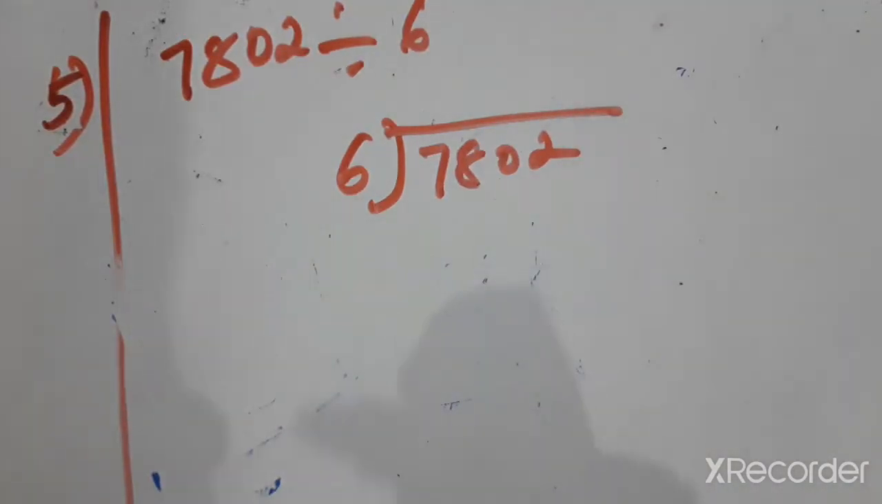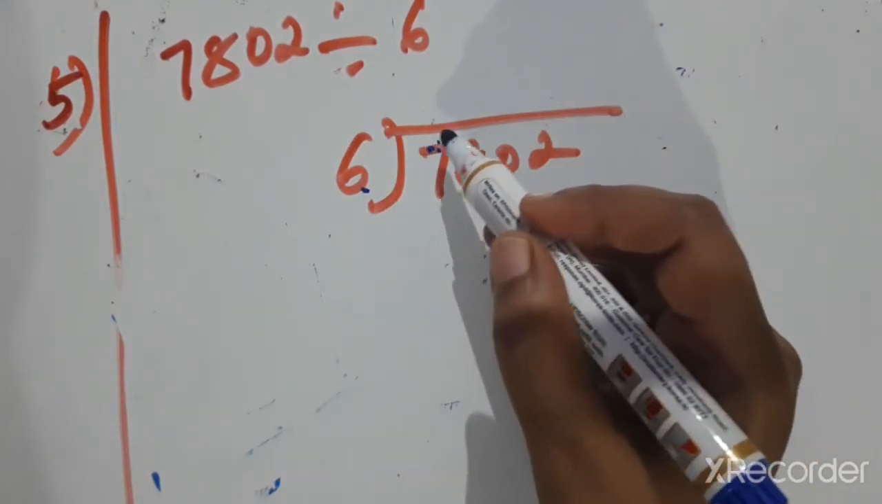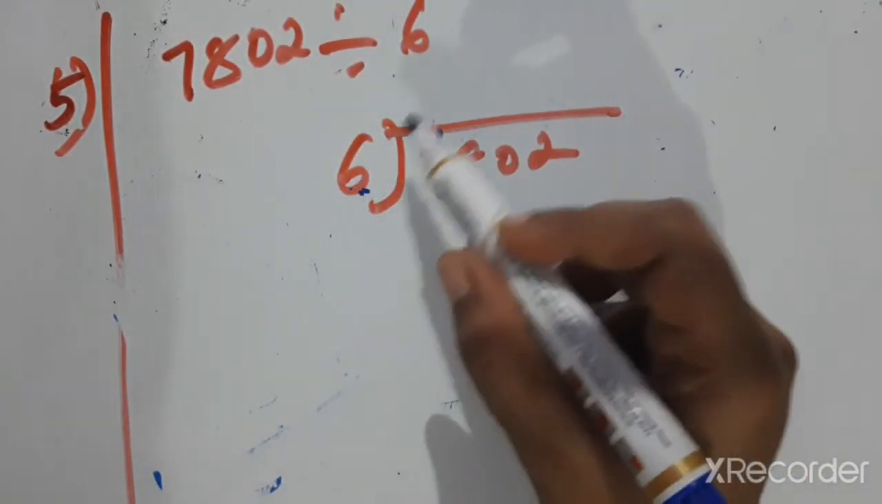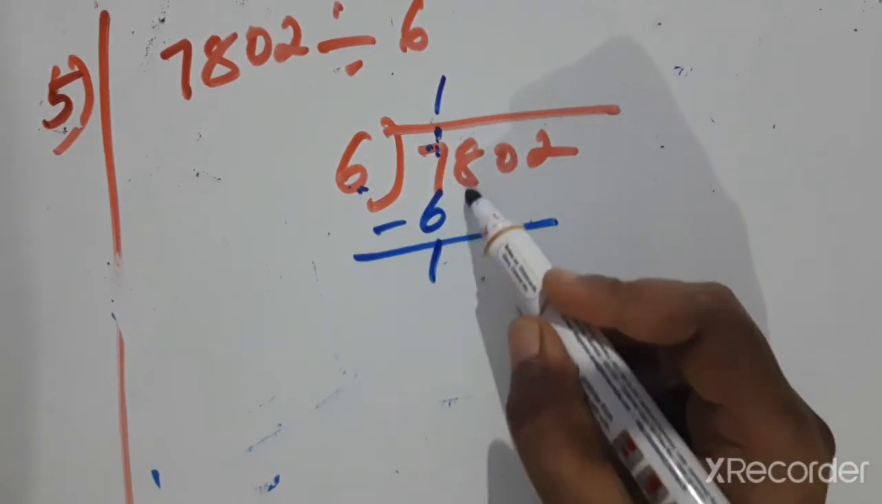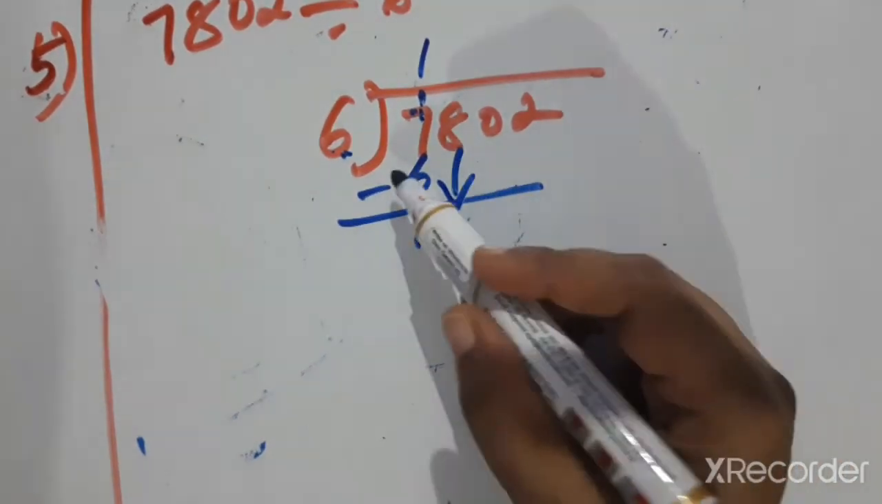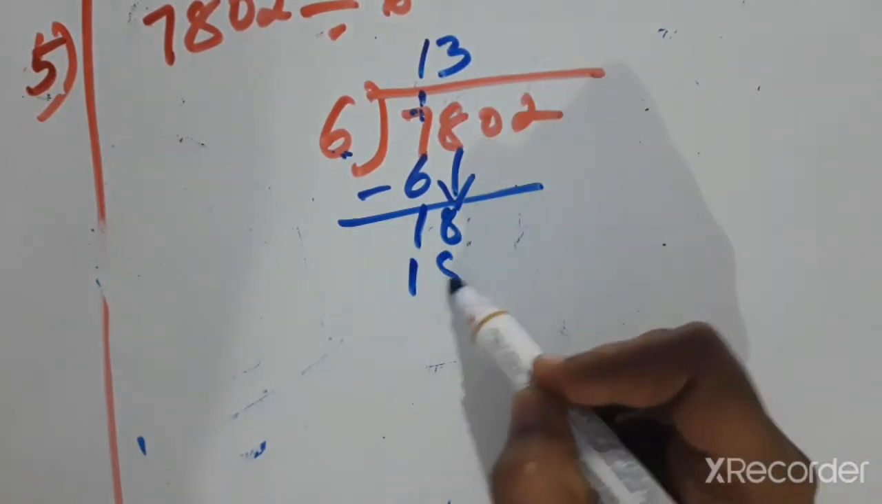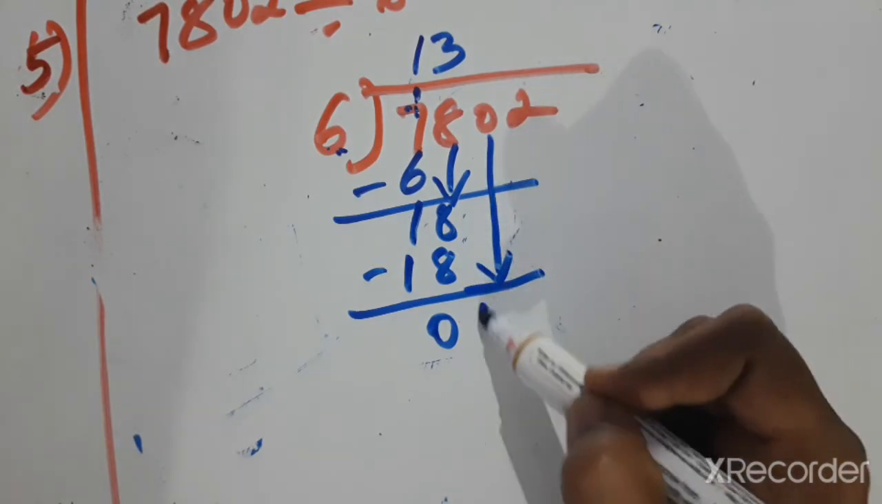Next question, fifth one, 7802 divided by 6. So 6, can we consider single number 7? Yes, because 7 is greater than this. So single number. Nearer is 6 ones are 6. Minus means 7 minus 6 is 1. Bring 8 down. 6 how much are 18? 6 3s are 18. 18 minus 18 is 0. Bring 0 down.